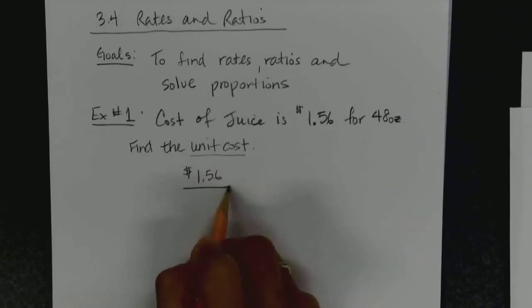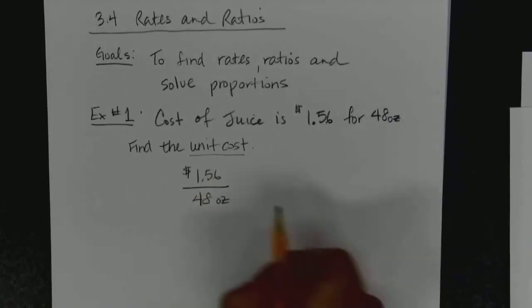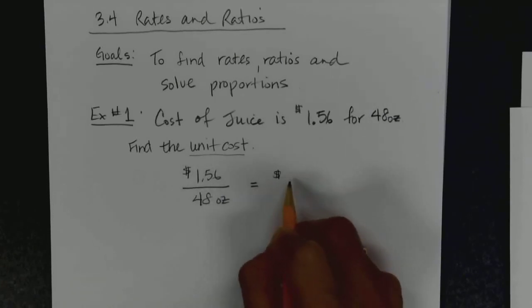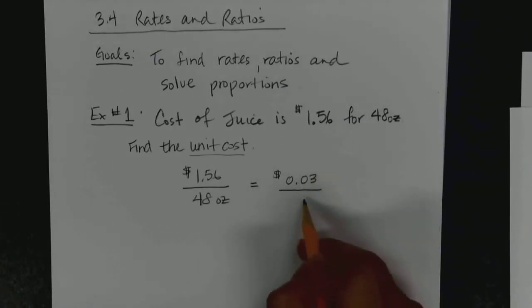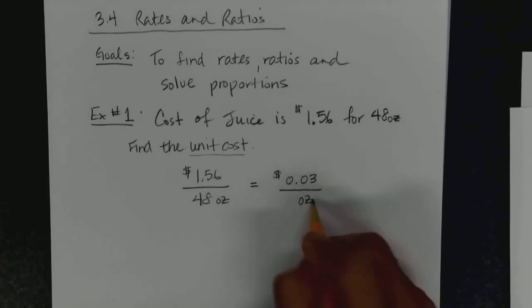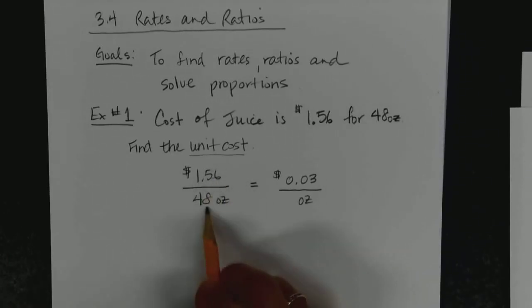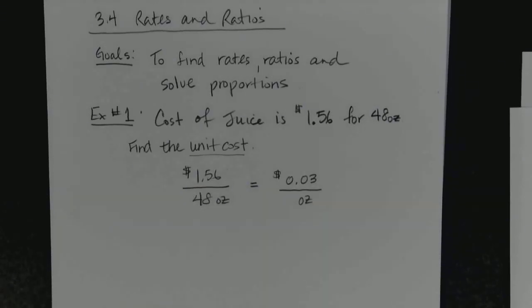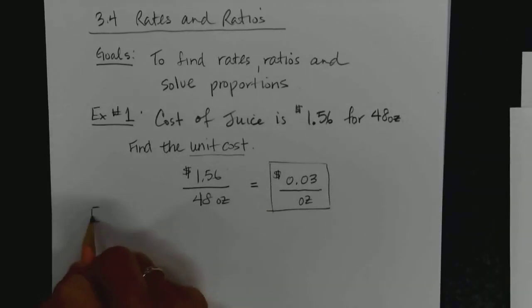Yeah, $1.56 for 48 ounces. And to find the unit cost, you divide, right? And when you divide, that becomes 0.03, approximately 3 cents for every 1 ounce. That's a unit cost. If it's $1.56 for 48 ounces, every ounce will cost about 3 cents. That's what it says. So this is your unit cost. Any questions so far?